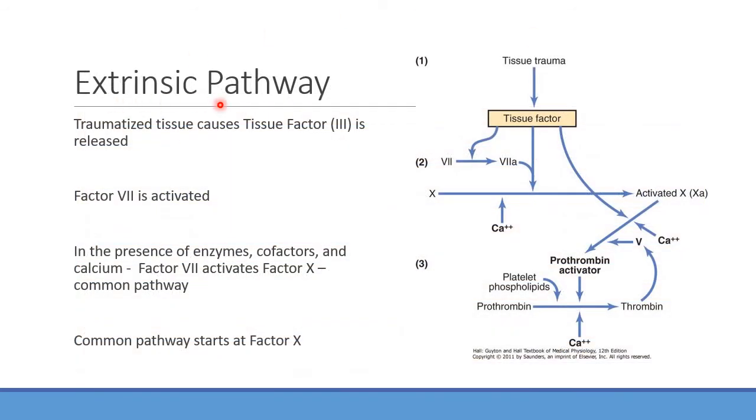So first off, we'll look at the extrinsic pathway. Usually it's traumatized tissue kicking this off, and factor 3 is going to be the activator here. So tissue factor, factor 3, gets released. That will then go on and activate factor 7. And I really wish they had just gone, okay, here's factor 1, 2, 3, 4, 5. This is not so easy. The intrinsic pathway is even more confounding than this, as you'll see.